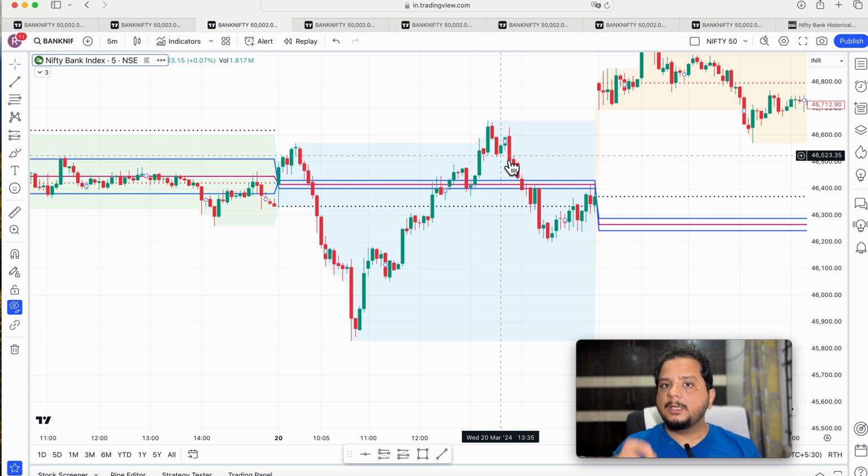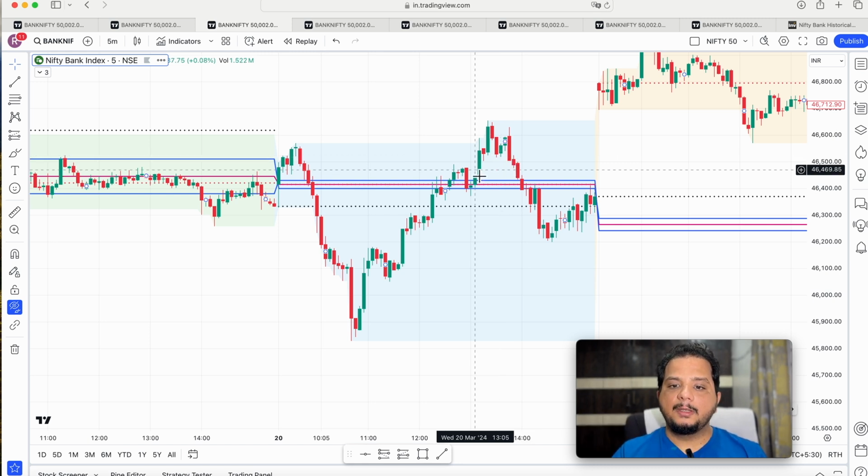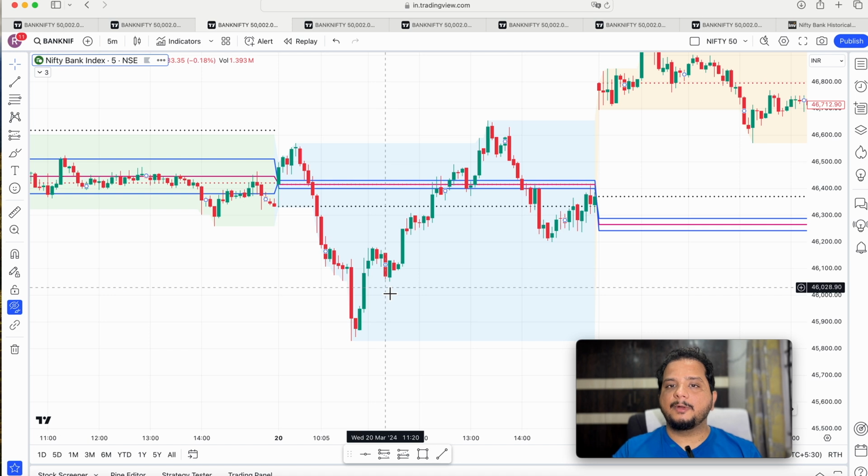One could easily ride the trend by putting a trailing stop loss. If Bank Nifty moves 200 points, you just trail your stop loss to 100 points. If it reverses by 100 points, you can just cut off. What I personally feel is, I don't trail the stop loss. I put it cost to cost once it moves in my favor by 100 to 150 points.